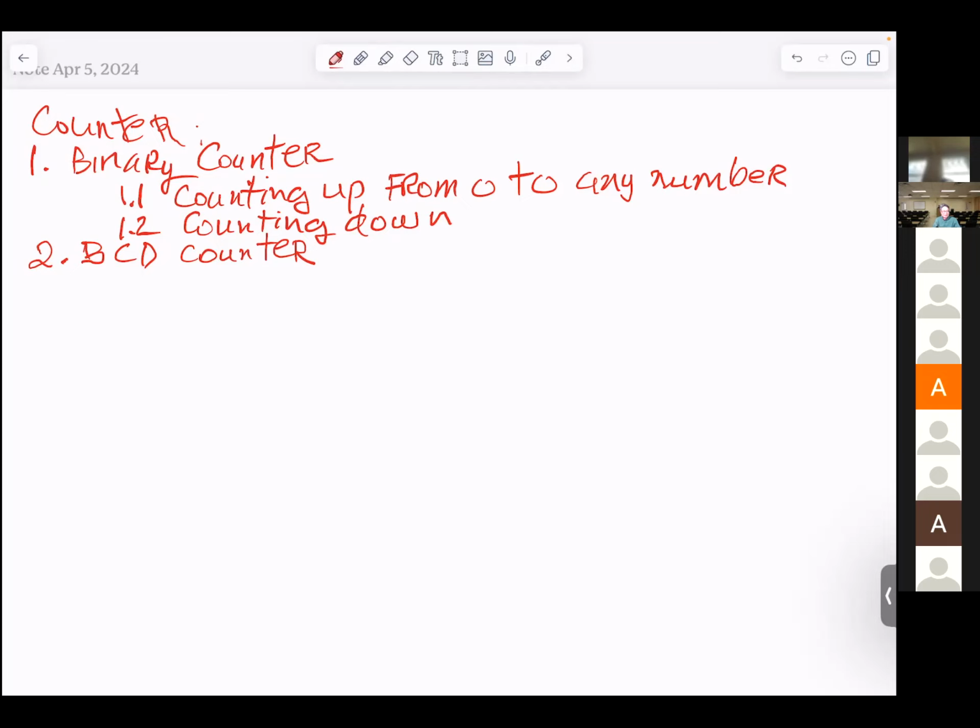That means they can go from 0, 1, 2, 3, 4, 5, 6 up to 9 and go back to 0. They cannot go higher than number 9. Why? The decimal, same thing. 0 to 9, 0 to 9. Okay? That's the BCD counter. They can either count up or count down.